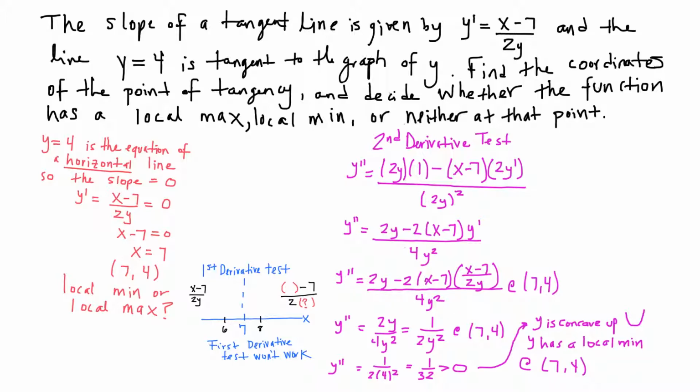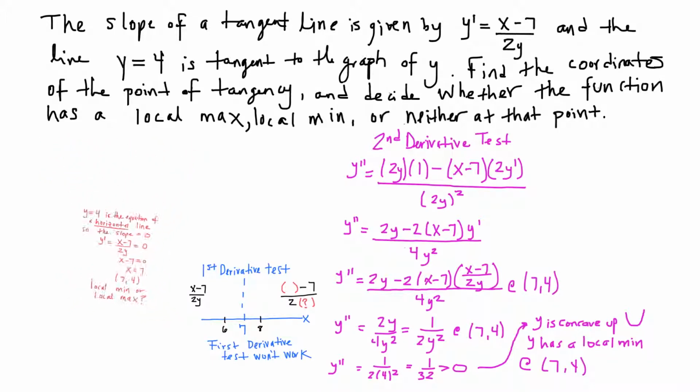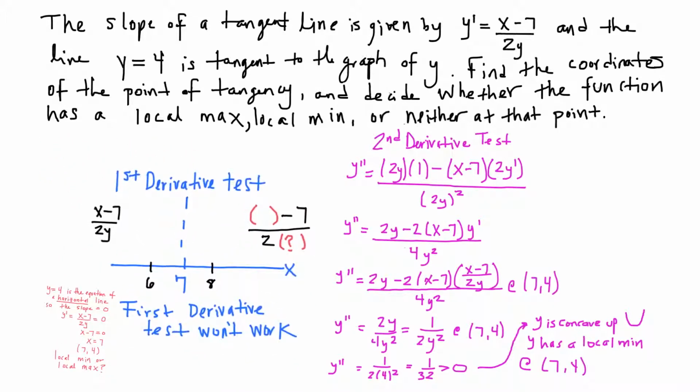As opposed to the first derivative test, let me talk about the first derivative test again. On the first derivative test, you plug in a number to the left and a number to the right of the critical value. Second derivative test, you plug in the critical value itself. You don't try numbers left and right, you just plug in the critical value. So we're going to plug in (7, 4).